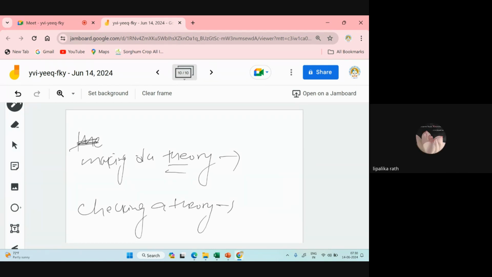Sir, if you are creating a theory, it will be inductive or deductive? Inductive. Inductive. Inductive. Is anybody saying deductive? Yes, sir, deductive. Okay, why deductive?